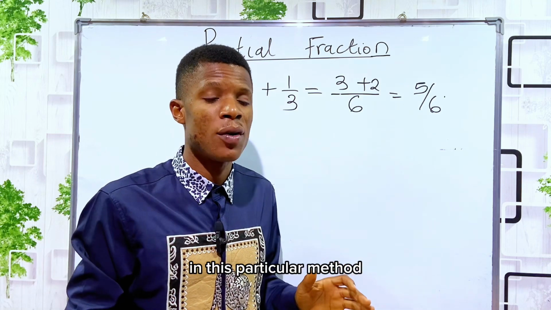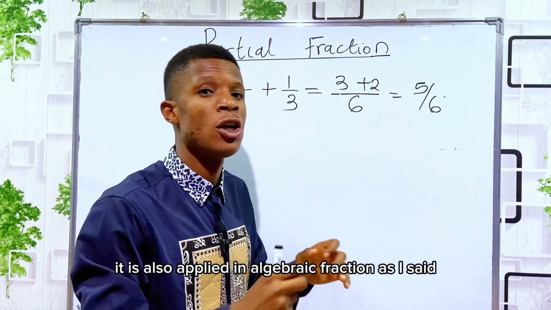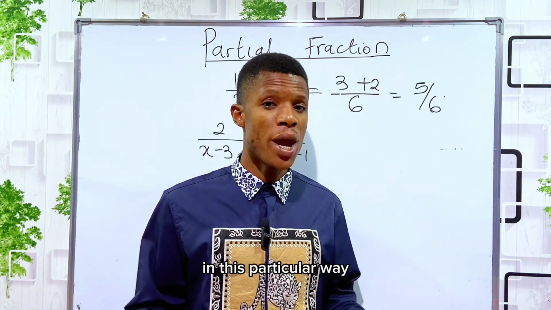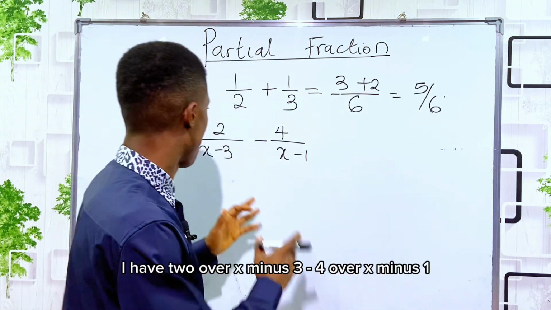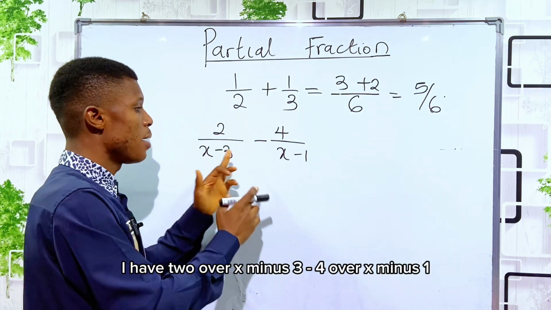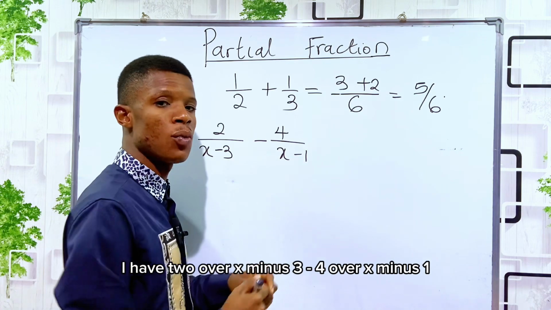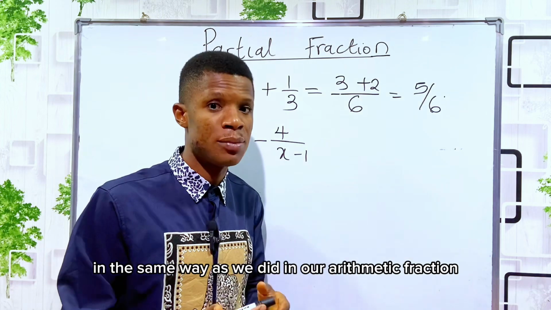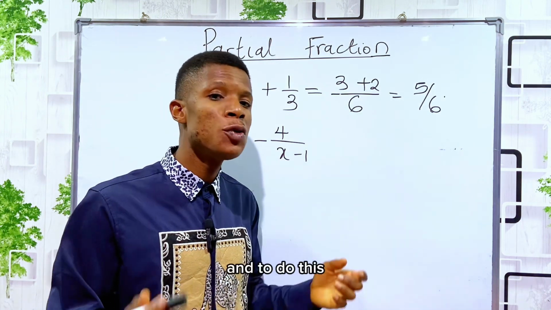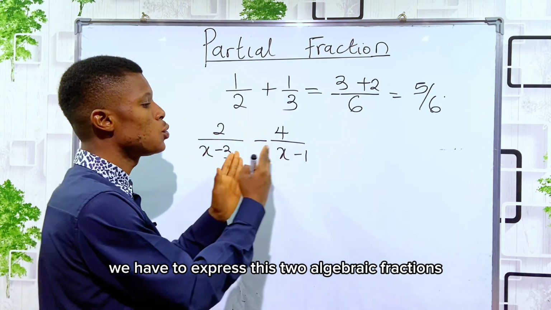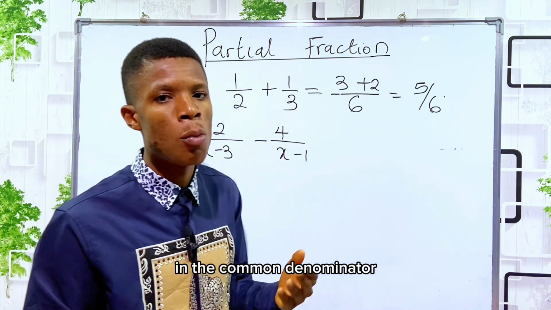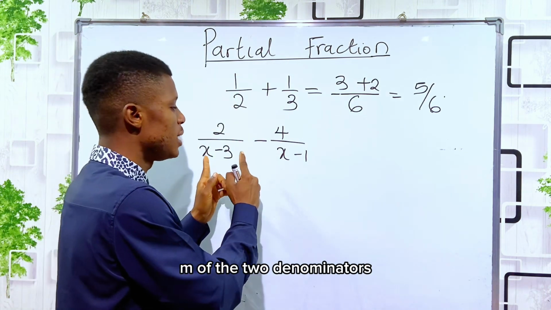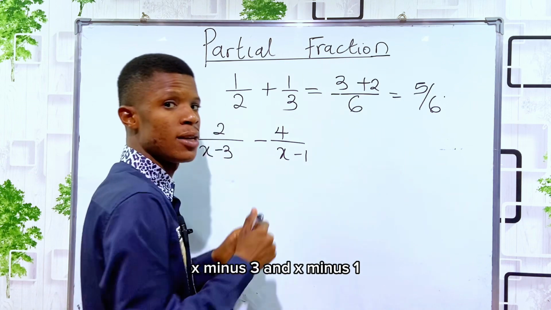This particular method is also applied in algebraic fractions. As I said, in algebraic fractions, I have 2 over x minus 3 minus 4 over x minus 1, which can be combined in the same way as we did in our arithmetic fractions. To do this, we have to express these two algebraic fractions in their common denominator, which is gotten by the LCM of the two denominators, x minus 3 and x minus 1.